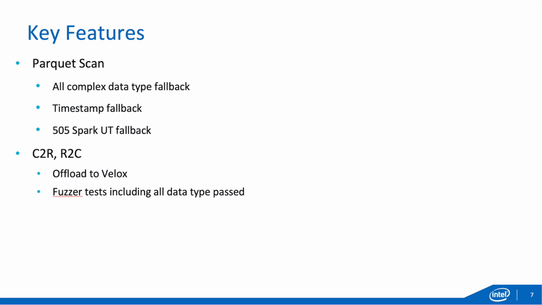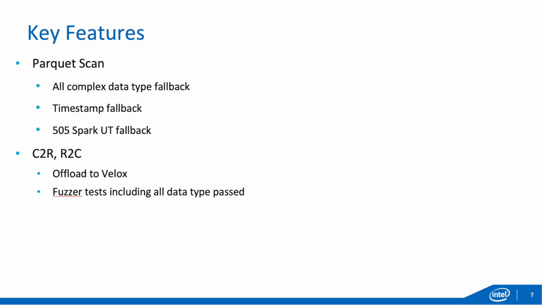And here are some key features. Firstly, Parquet is the most important, as we need to get the data from Parquet. All complex data types currently fall back, because there are still some bugs in Velox. And the timestamp still falls back. And the 250 and 205 Spark UTs, the Parquet UT, still fall back. Again, we needn't implement or offload all these functions to Velox, so falling back is okay.